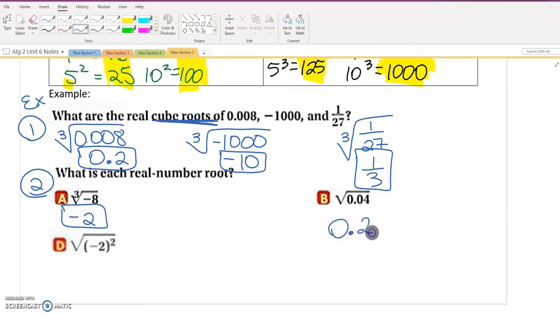And now our last one, we have the square root of a -2 squared. So the square root of a -2 squared. What do you think we could do first there? We can write -2 squared. So what is -2 squared? 4. So it's actually the square root of 4. And what is the square root of 4? 2. And we're good.